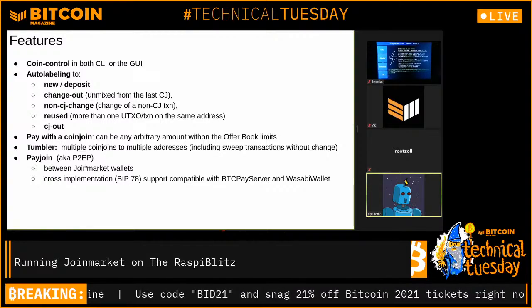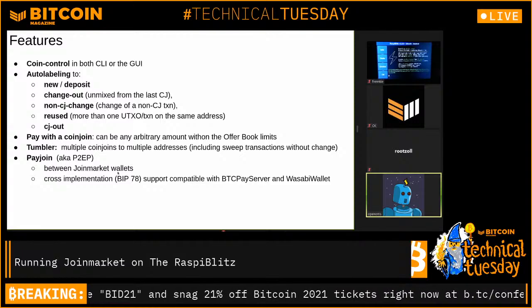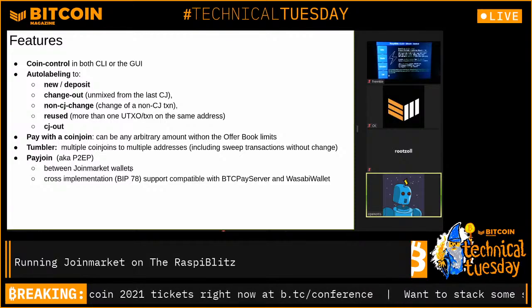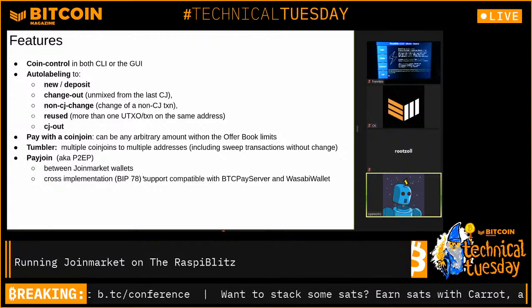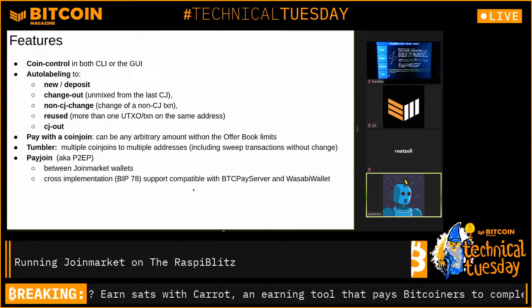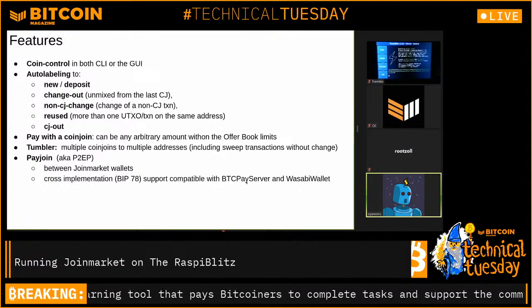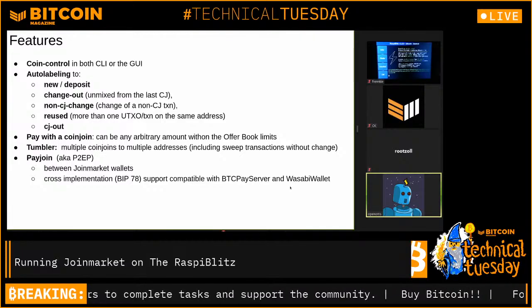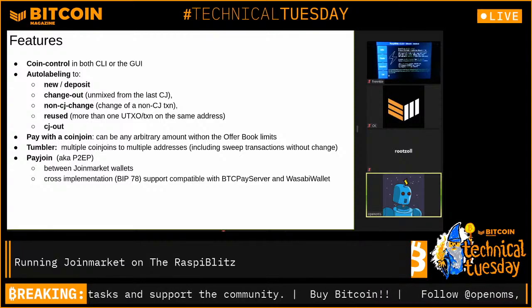And also PayJoin, or the pay to endpoint protocol, which has been available for a while now to be run between JoinMarket wallets. But in the latest master and in the upcoming next release, there is BIP78 support as well, which is compatible with sending to and also receiving from, I think certainly in the works, BTCPay Server and Wasabi wallet both. But yes, the sending has already been tried out and works.